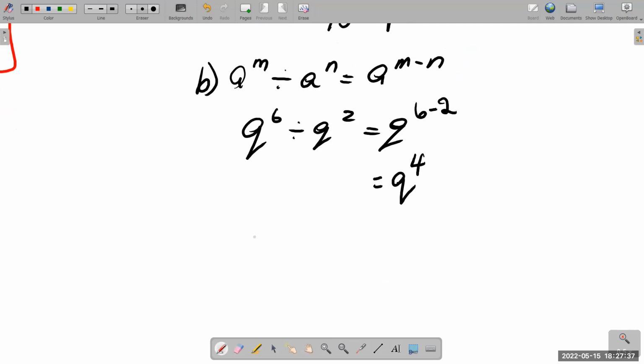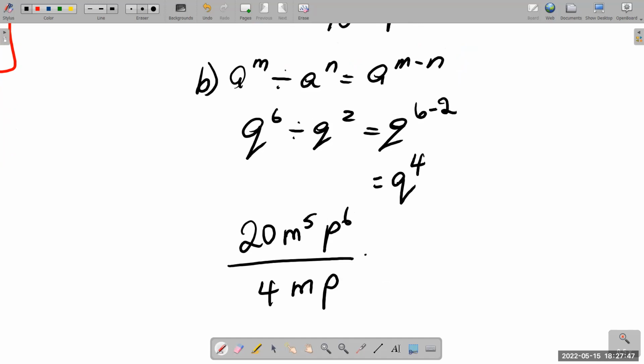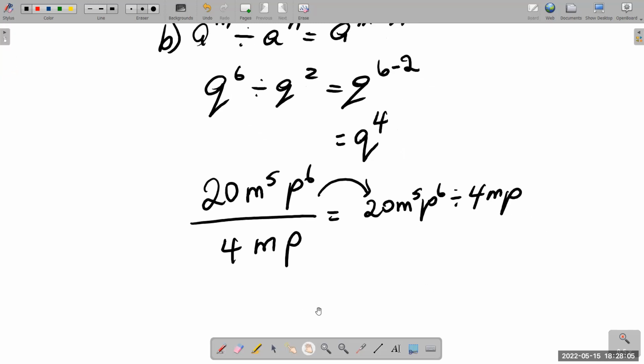All right, so let's try one. Sometimes it comes like this, right? Look at this. 20m to the 5th power, p to the 6th power over 4mp. Everybody realize what this means, right? Just like in fractions, what does this line mean? This line means to divide. So I could rewrite this to look like this: 20m to the 5th, p to the 6th divided by 4mp. Agree or disagree?